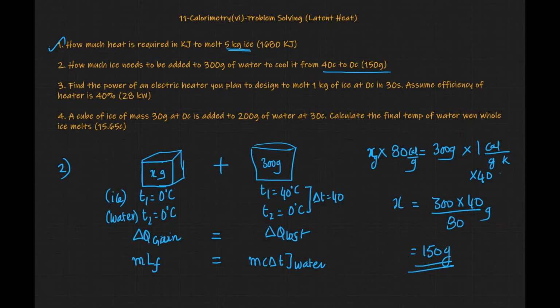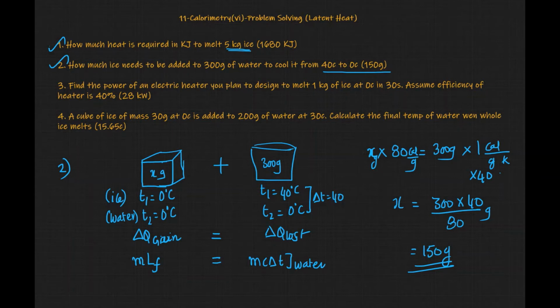So it's very interesting that if you want to have a glass of cold water, you need approximately half a glass of ice if you want to make it 0 degrees, like in this case. Of course, the initial temperature matters. Alright, so let's do the third one.